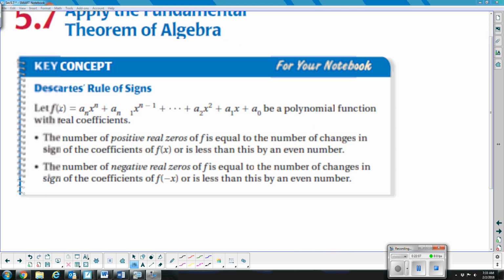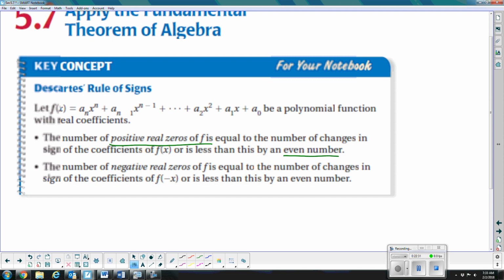All right, this next concept is Descartes' rule of signs. So this says that the number of positive real zeros is equal to the number of changes in sign of the coefficients, or less than this by an even number. So it could be 3, or it could be 1, or it could be 2, or it could be 0.